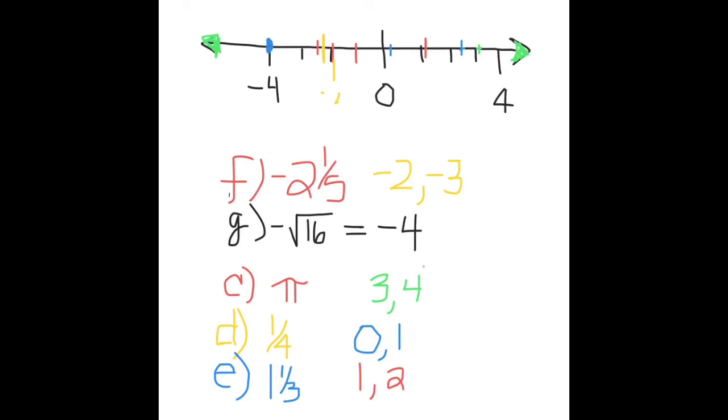Well, it doesn't fall between any integers. It falls exactly on the integer negative 4. So negative the square root of 16 lies exactly on the integer negative 4. And then our last example, example H, is the decimal point 0.5, which is the same thing as 1/2, which is between the integer 0 and 1.